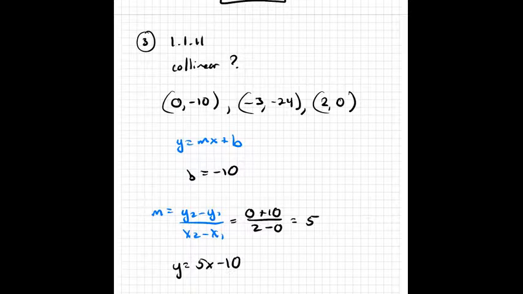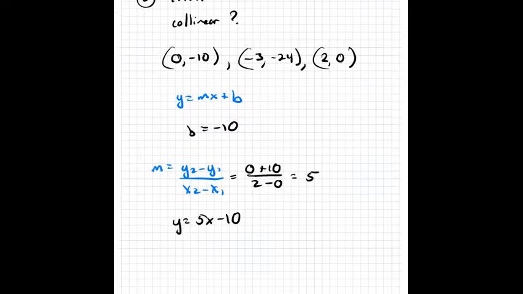All right? So now if we test each point, for instance, when x is 0, y is -10. When x is -3, nope, that didn't work, right? And let's check, the last one should at least work. So the first and the third work, but the second one does not. The second one doesn't work, so we will say no, they are not collinear. Are they collinear? We will say no.